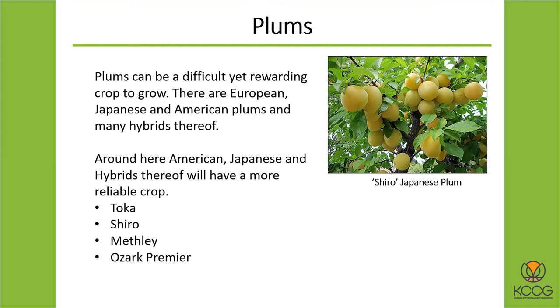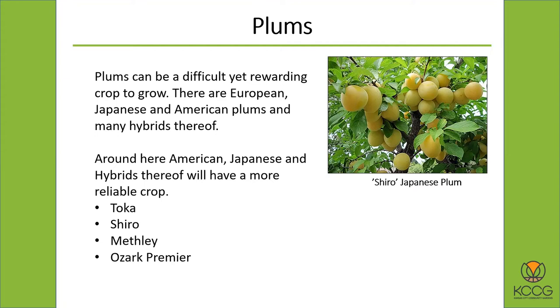Now, I will tell you, and this is from a lot of personal experience, the American and the Japanese and the hybrids within that do a lot better than a lot of the European varieties. When you think of European varieties, you're thinking of Damson and Green Gage and some of those plums. The thing about some of those plums is they hang on the trees for a while, but they also have a lot of disease susceptibility, and they get brown rot, which is something I alluded to earlier with the peaches. A lot of the Japanese plums and American plums are also juicier than the European plums.